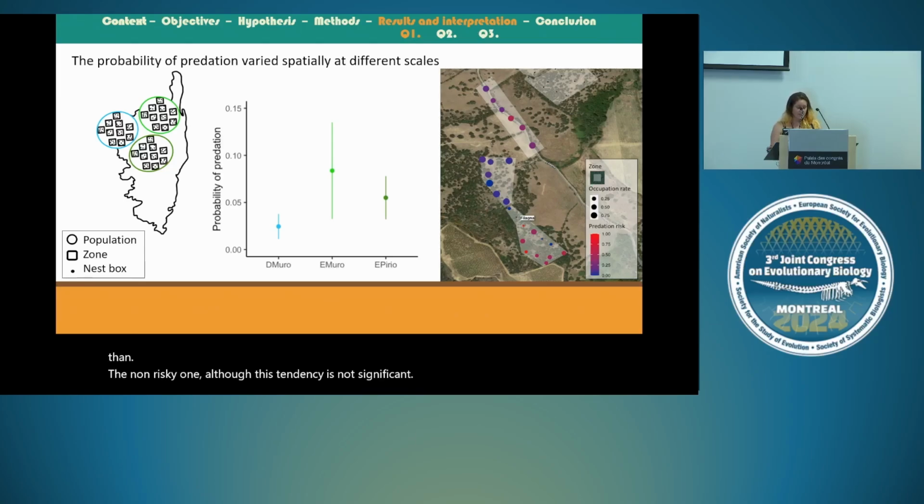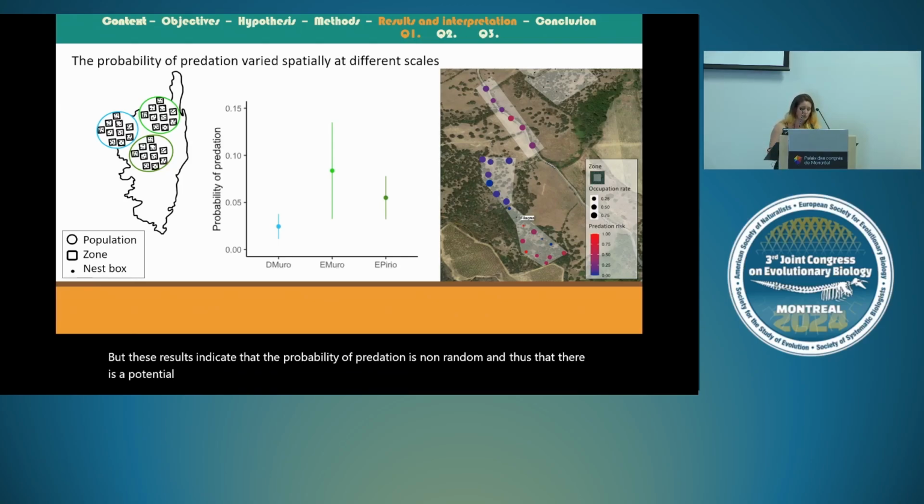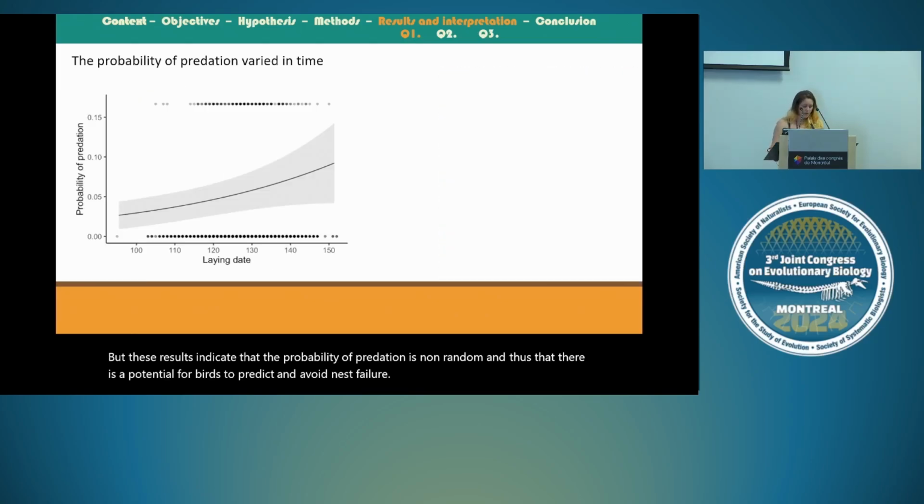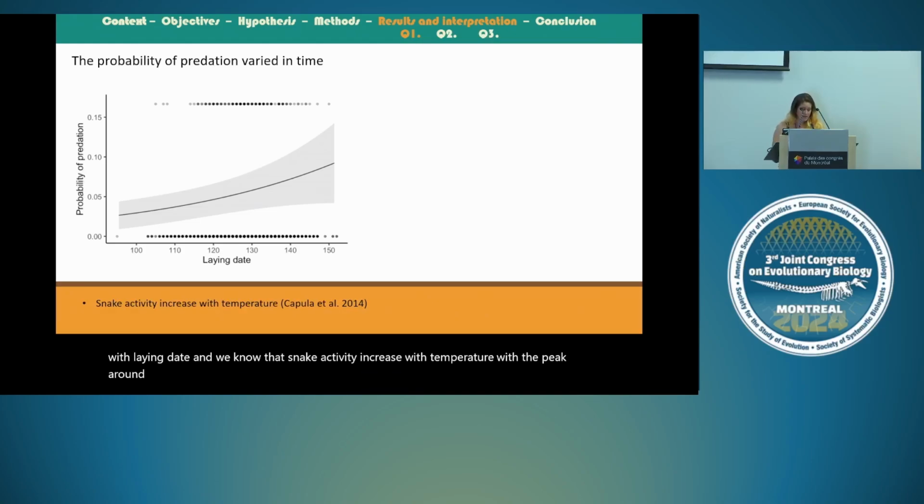But these results indicate that the probability of predation is non-random, and thus that there is a potential for birds to predict and avoid nest failure. Now, regarding temporal patterns, our results show an increase in the probability of predation with laying date. And we know that snake activity increases with temperature with a peak around May, and thus it may be why it's riskier to lay later in the spring.